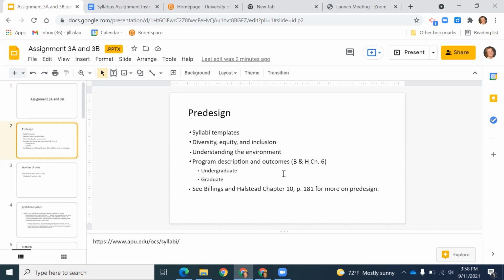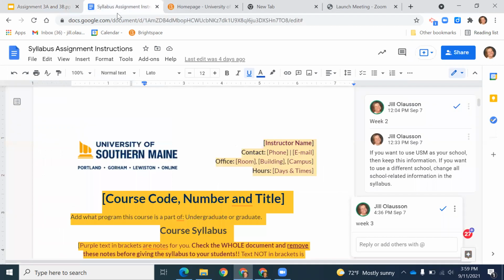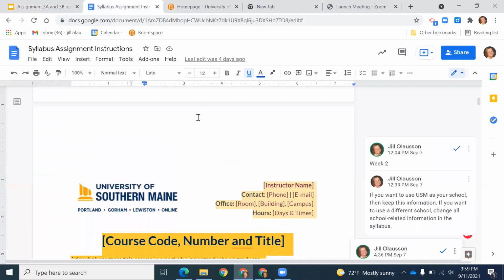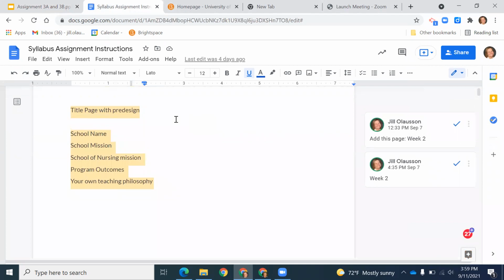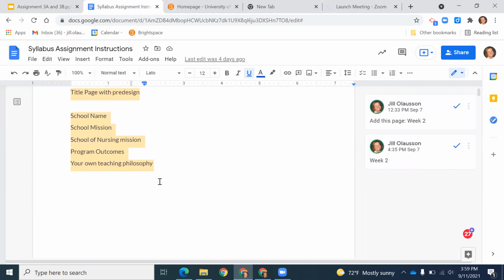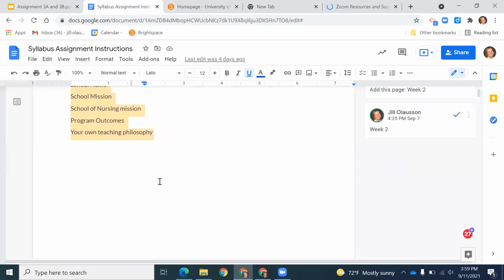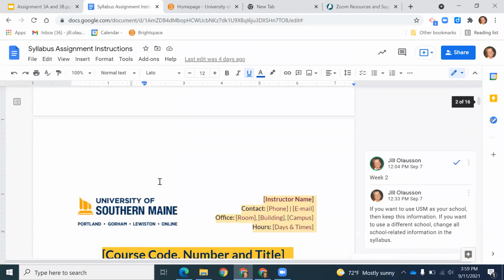And I was just looking over Billing and Halstead's chapter 10, and they had a great description of pre-design. So more information on that, you can read a little bit more there. So for this, if we go to this syllabus that we have been working on, here was week 2, what you were supposed to put in. Billing and Halstead, I also saw had a really good chapter on philosophy and what a philosophy looks like. So you can go into that book and look at that for some tips.